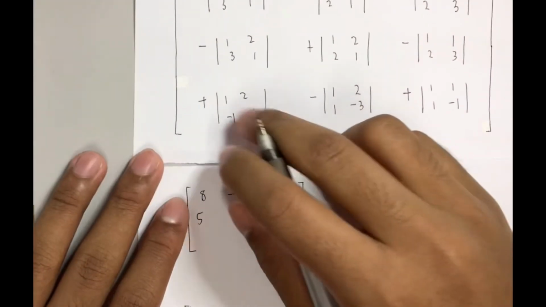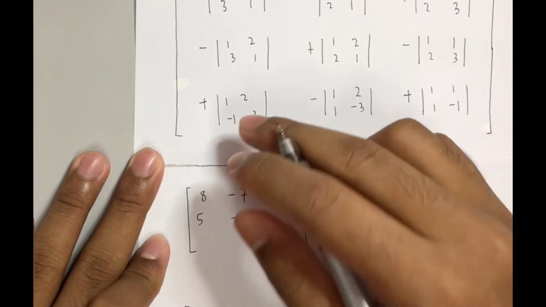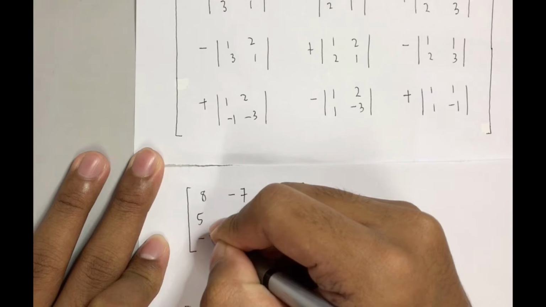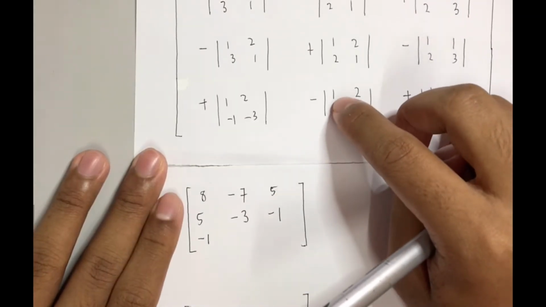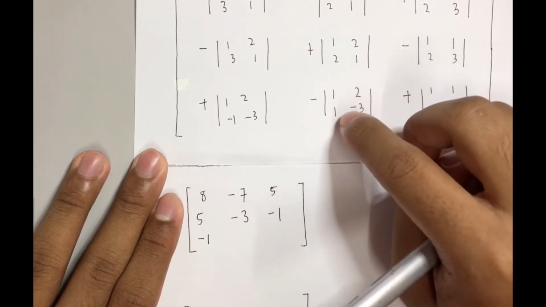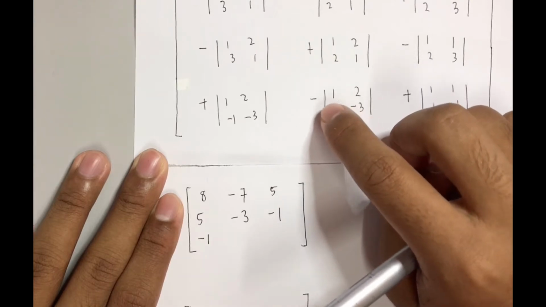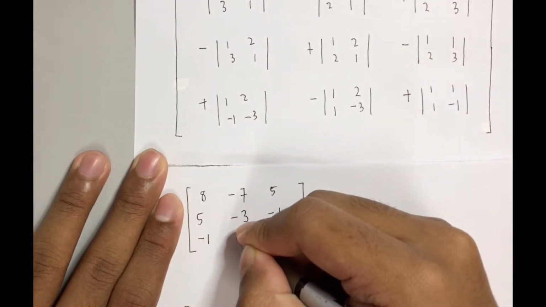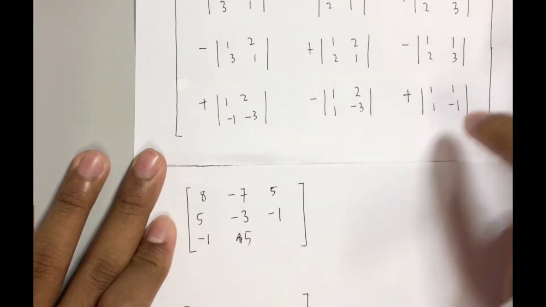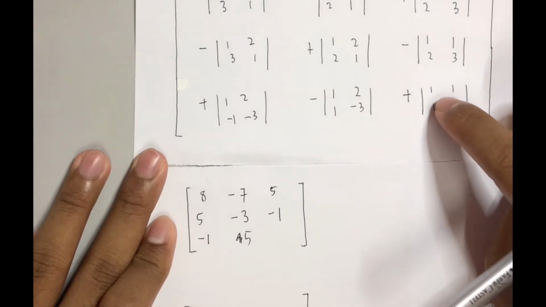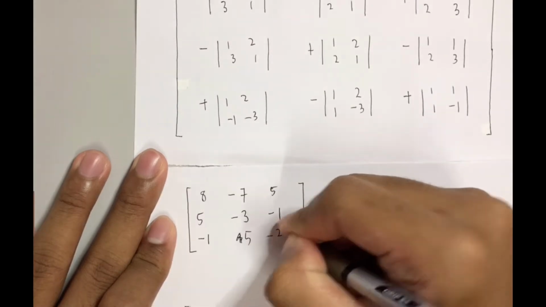Negative 3 times 1 minus 2 times negative 1 equals negative 1. And negative 3 times 1 minus 2 times 1 equals positive 5. And negative 1 times 1 minus 1 times 1 equals negative 2.